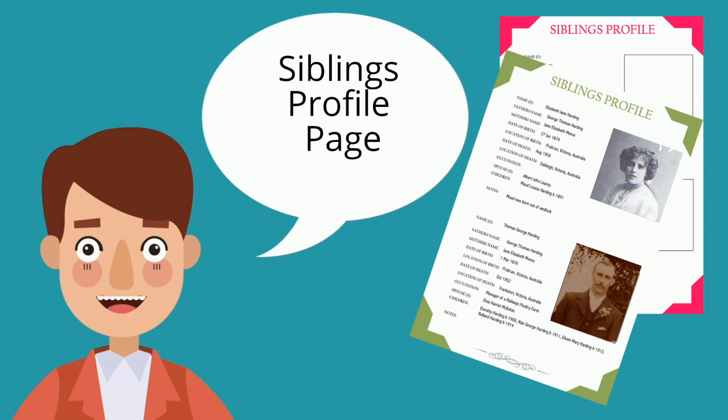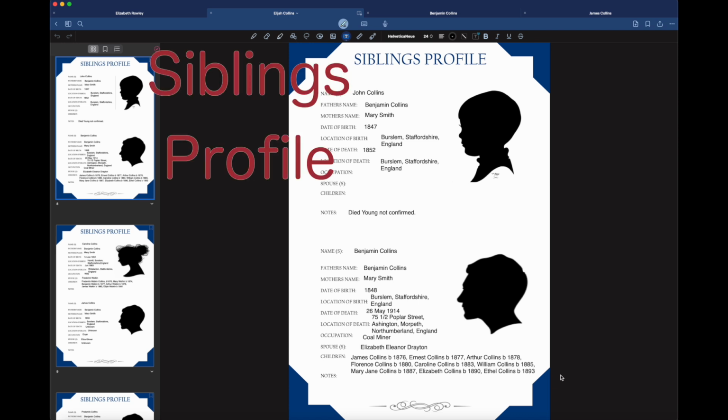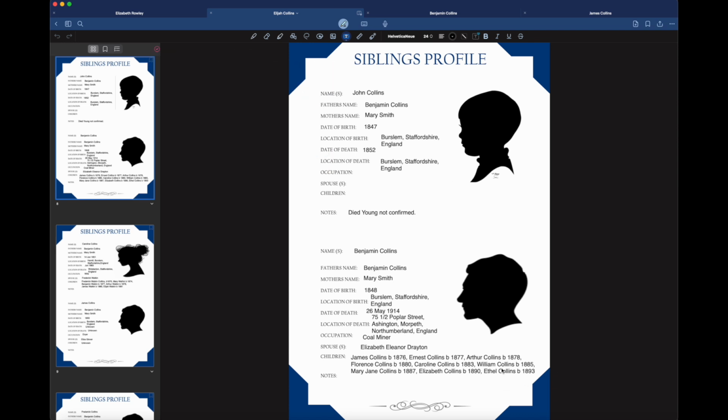This is the sixth page I use most often, the siblings profile page. This is where you put down all the brothers and sisters if the ancestor had them. Here is Elijah's sibling profile page. As you can see, I don't have photos, so I've put silhouettes. And this little one, John, he died when he was little, so I've got a little child silhouette just here. And it tells you all about each sibling, and if they had children or they married, it goes in there.